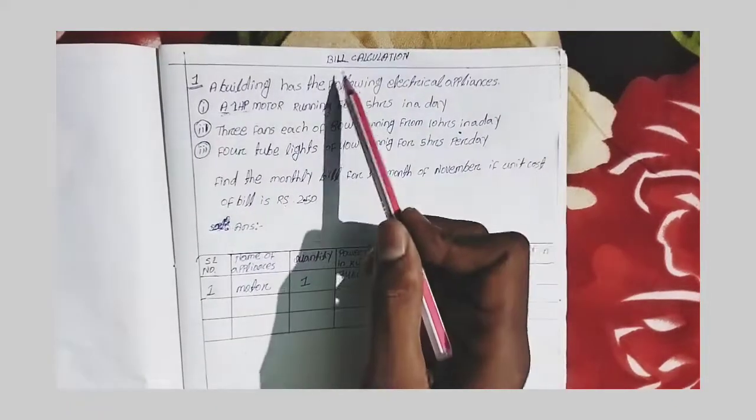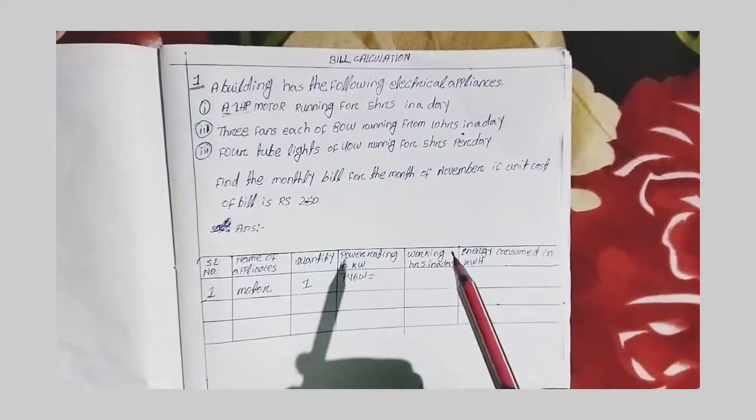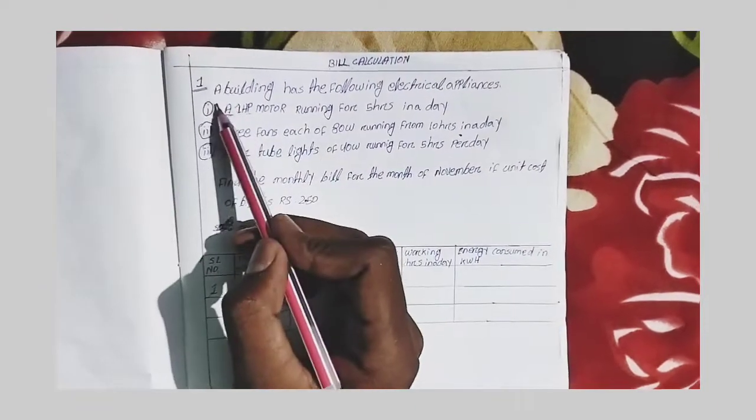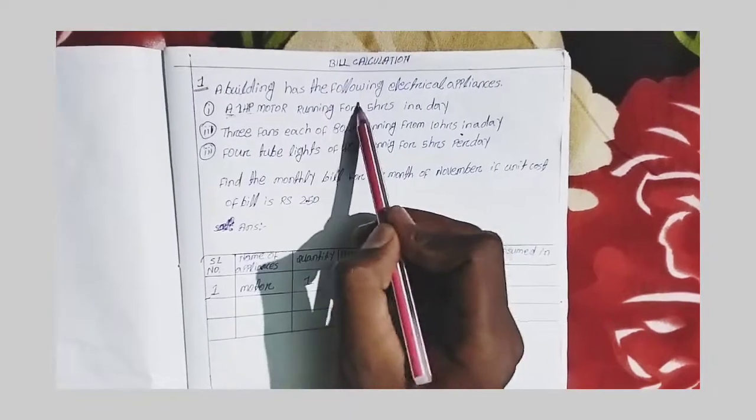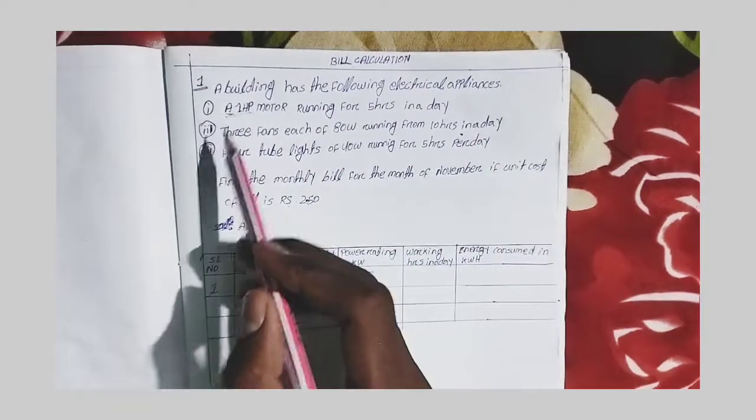First of all, there is a question, bill calculation. It is very important in 5 marks. Question number 1. A building has the following electrical appliances.